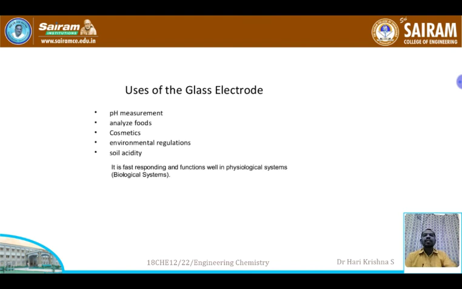So let us see the applications or uses of the glass electrode. It is used in pH measurements. It is used in analysis of food, cosmetics, environmental regulation, and soil acidity. So these are the uses of the glass electrode. It is fast responding and functions well in physiological systems, especially in biological systems.